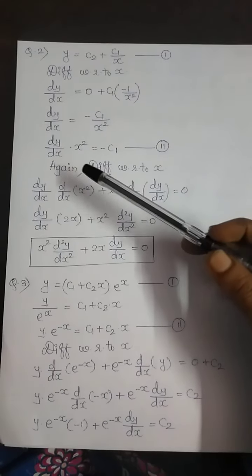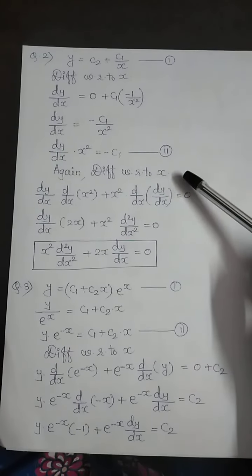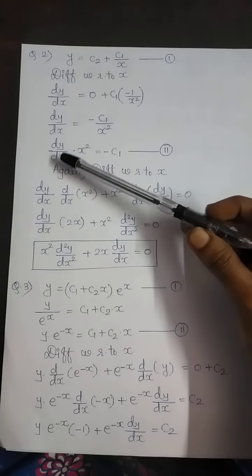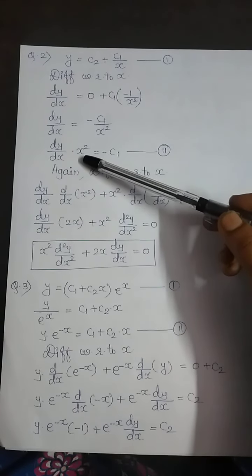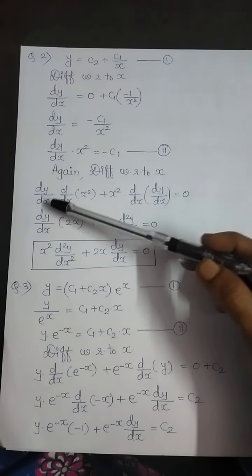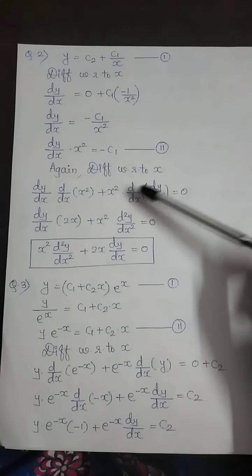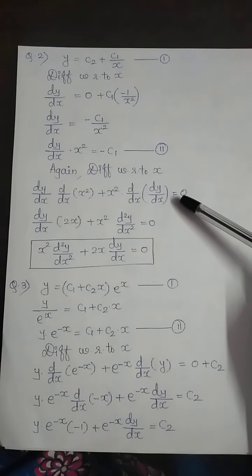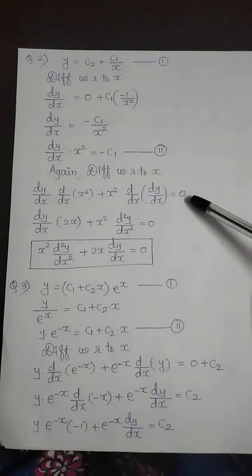Then as we know, again we can differentiate this with respect to x. So here we have two terms, so we are going to apply the u into v rule. So here we will get dy by dx into derivative of x square plus x square into derivative of dy by dx is equal to derivative of minus c1 as 0, because that is the constant term.